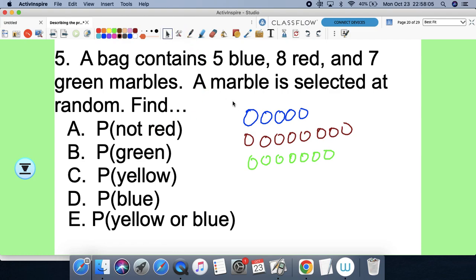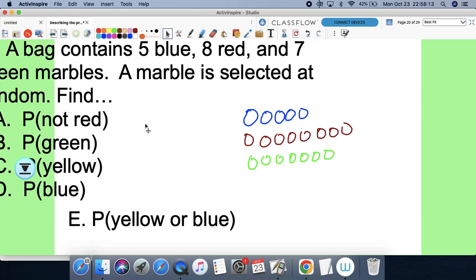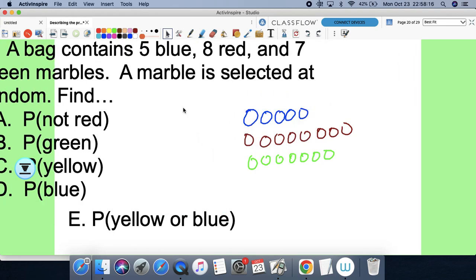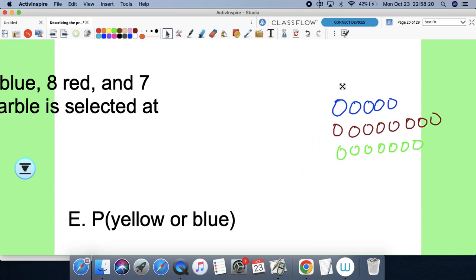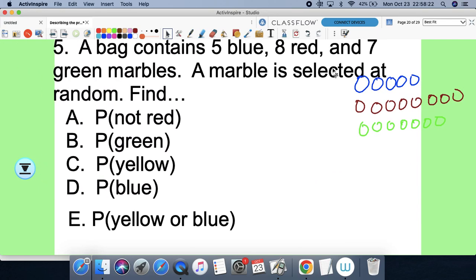Let me move this to the side. Oops. Can I move this to the side? No. Move this to the side. Come on. Yes. Move this back.